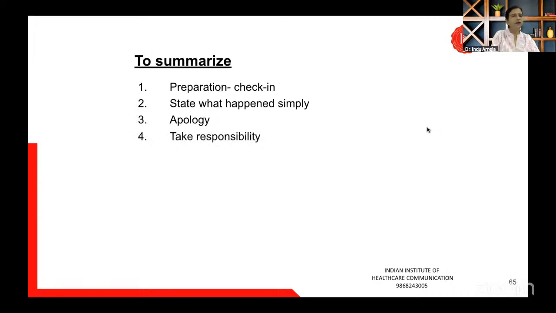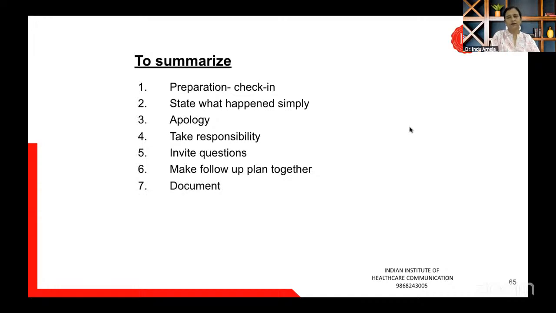I agree. And then apology, take responsibility, invite questions, and make a follow-up plan together. Document whatever discussion you have had with them, and then make sure that you sit and reflect. I have added 3-4 slides just to focus on how this can be avoided, although they're not part of the disclosure. But I feel, can we prevent errors? If we focus on that, we will have to face this kind of situation less often.